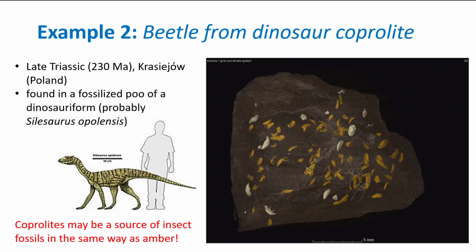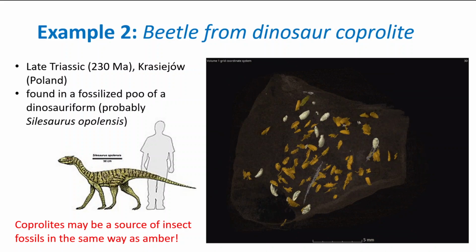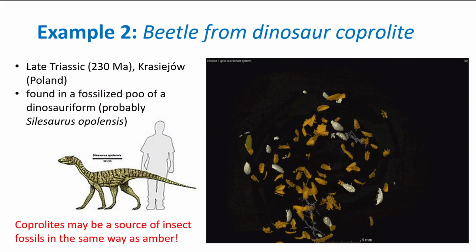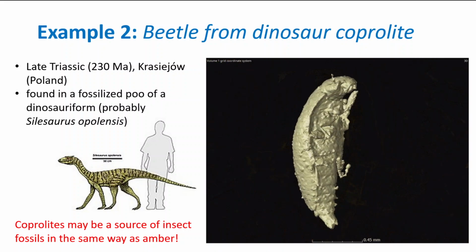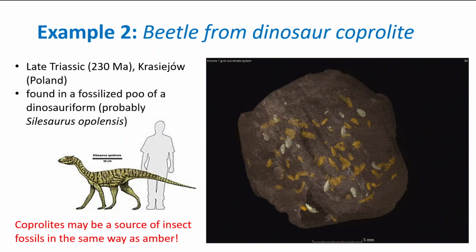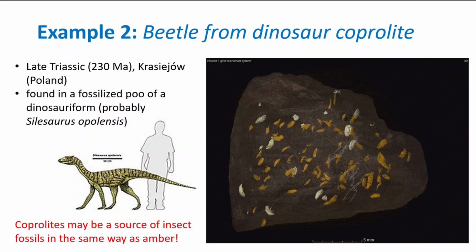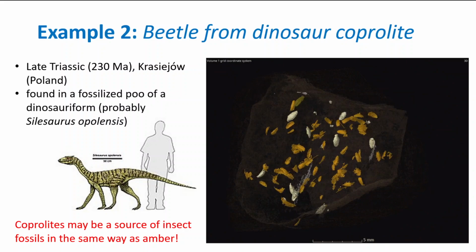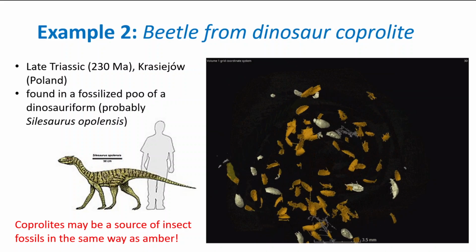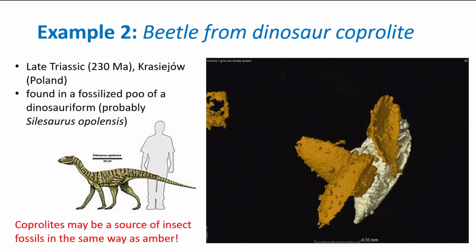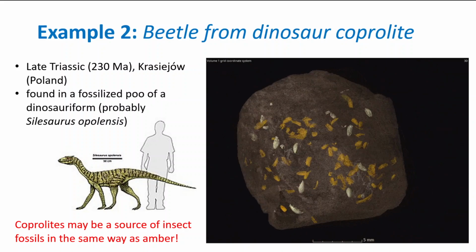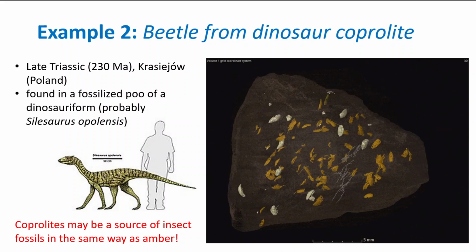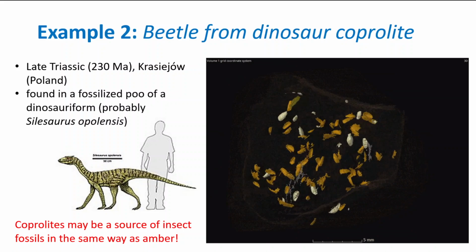The second example is the beetle from the dinosaur coprolite. This is from the Polish locality Krasiejow. My Polish colleagues got a very cool idea: they were scanning the coprolites of these dinosaurs using the synchrotron, the micro CT with very high resolution. And they found lots of remains inside, including these cool tiny beetles. And my task was to figure out what this beetle is.